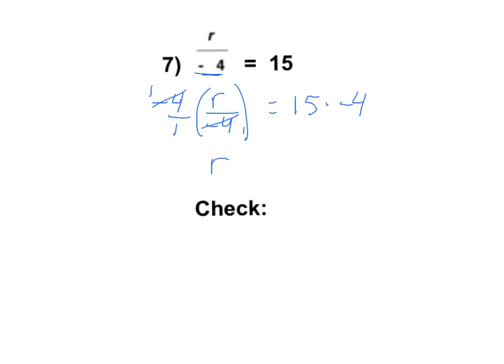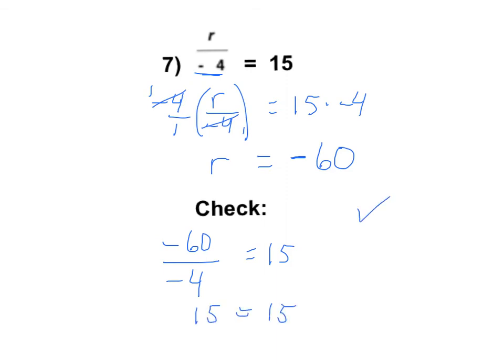So now I have an r, and now I have to do 15 times a negative 4, and that's going to be a negative 60. Now I have to double check to see if I have the right answer, so I put the negative 60 on top where the r is, divide that by a negative 4, and I get a positive 15. So that does check. So now I have the right answer. Let's do 2 more.